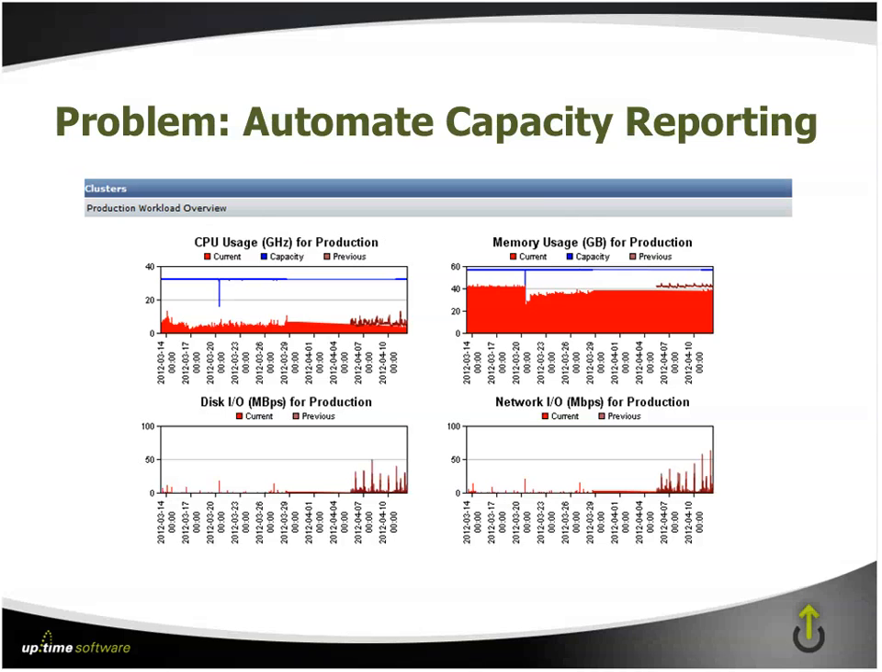Now, I'm just going to walk you through a few examples of how uptime is able to help solve some of these capacity planning issues. And here is a quick screenshot of a sample report in Dave's environment. We're looking at 4 key bottlenecks here: CPU, memory, disk I/O, and network I/O over a certain period of time.